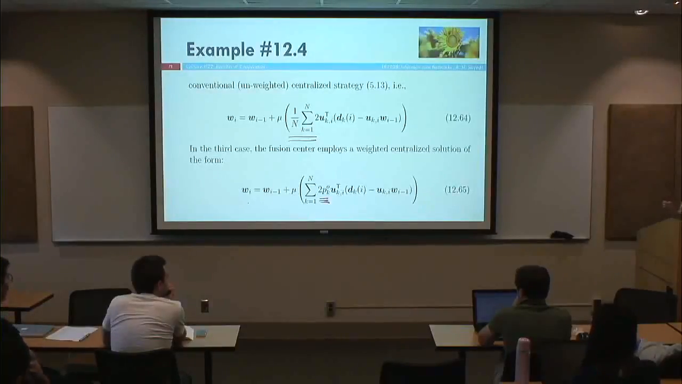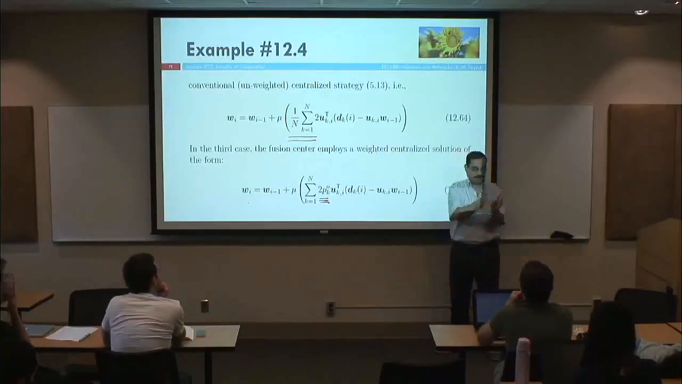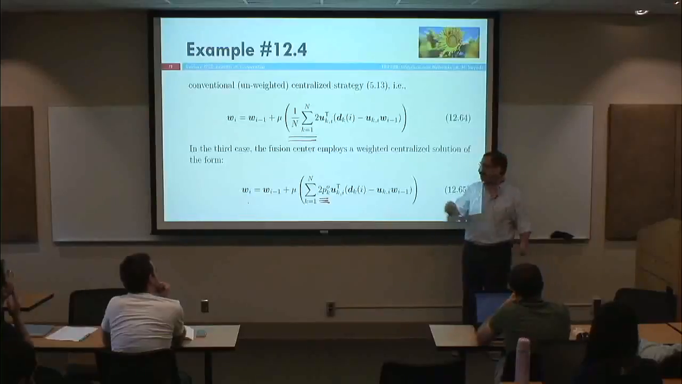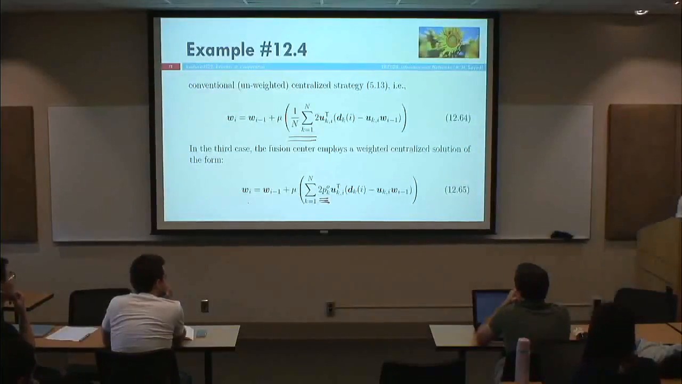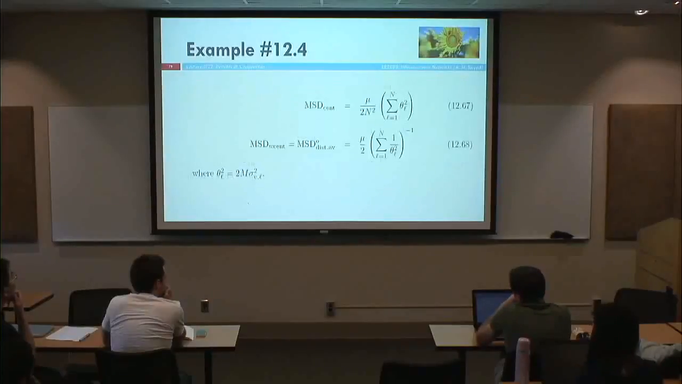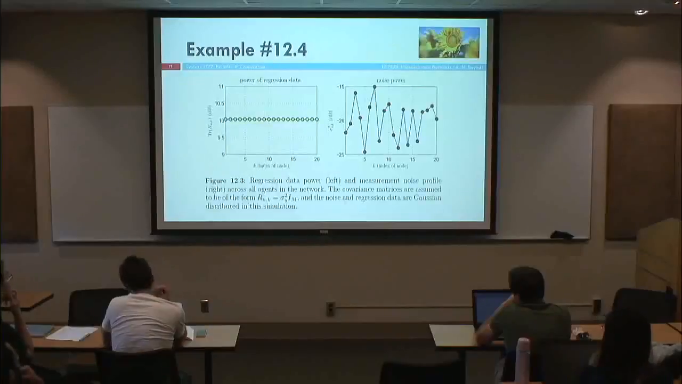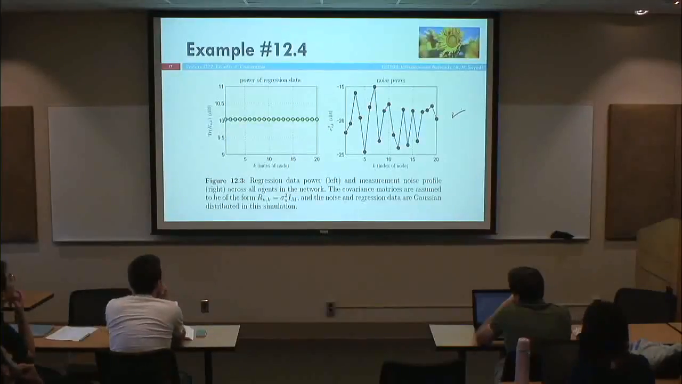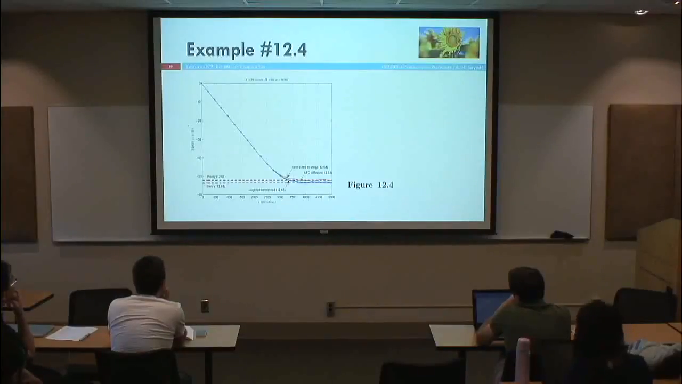So what do you expect to see? The learning curves of this and diffusion to be almost on top of each other, and this to be worse, right? And the simulations confirm the theory, okay? So this is what you're going to see here. This is the network. This is the noise power, and RU is uniform across the agents. And if you plot the learning curves, this is what you see.